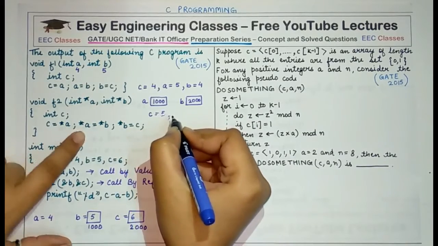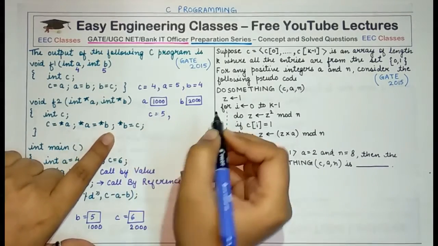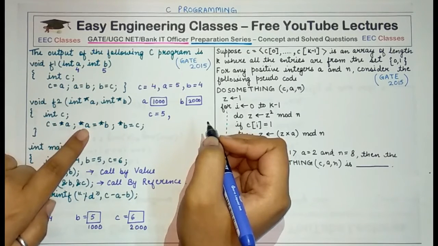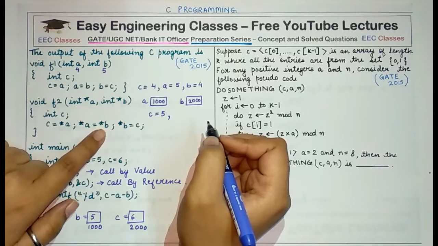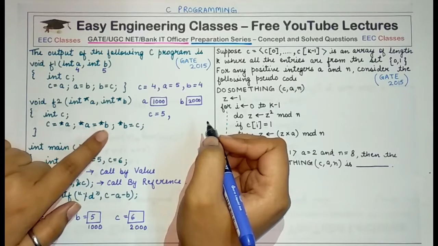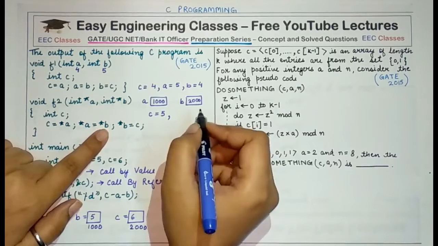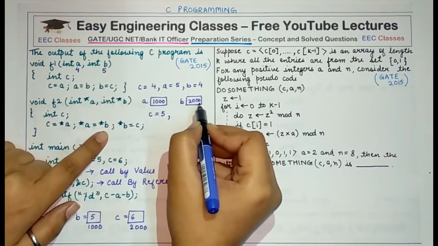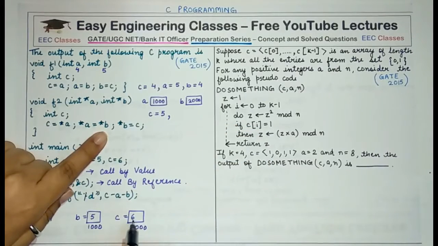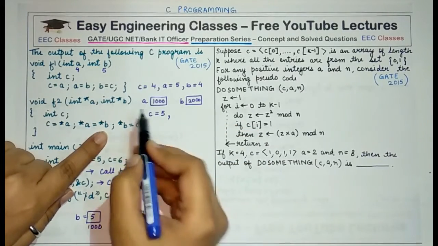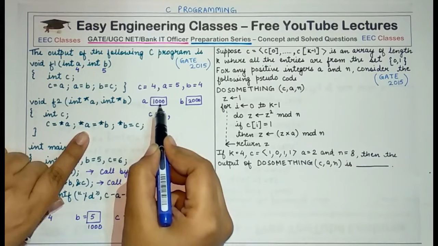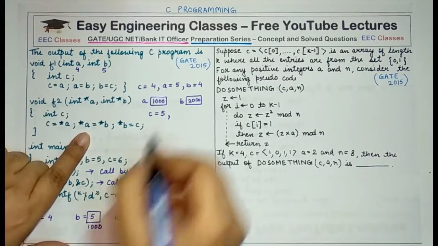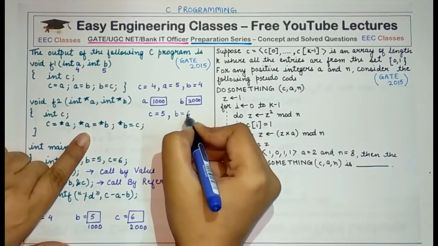Now star of a is assigned star of b. That means change the value that is present at the address in a to the value that is present at the address in b. First we find out star of b. b is 2000. The value at 2000 is 6. So the value at address 1000 would be changed to 6. So the original b would be changed to 6 here.